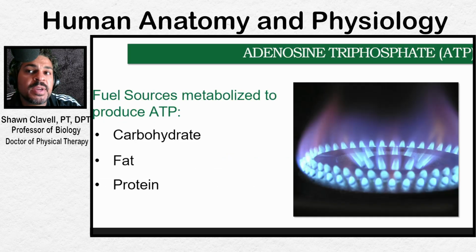So the three primary energy sources, fuel sources that are metabolized to produce ATP, are going to be carbohydrates, fats, and proteins. And for the most part, proteins aren't broken down unless you're in really large needs of starvation. So carbohydrates and fats are going to be our primary sources of energy when it comes to exercise.